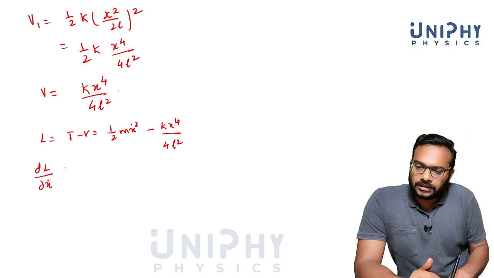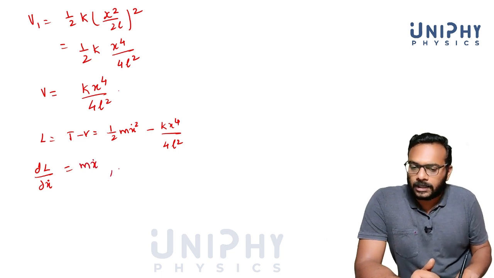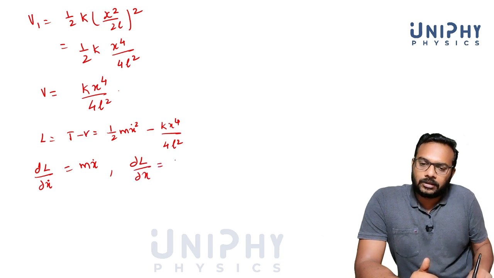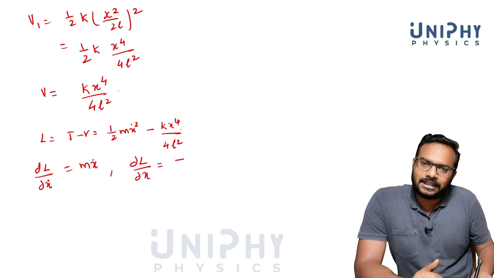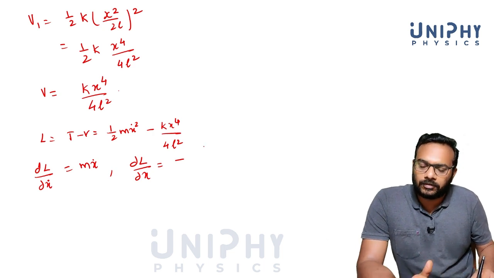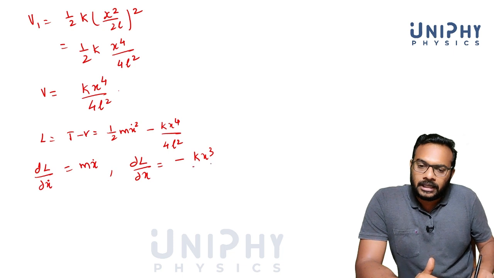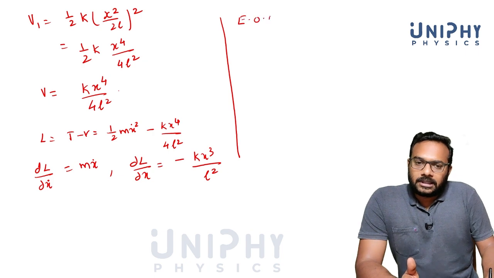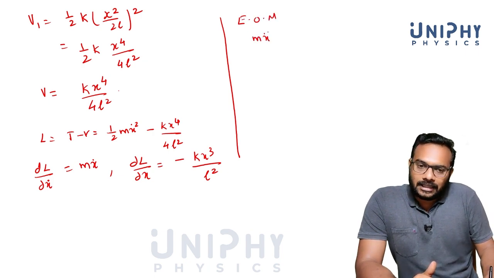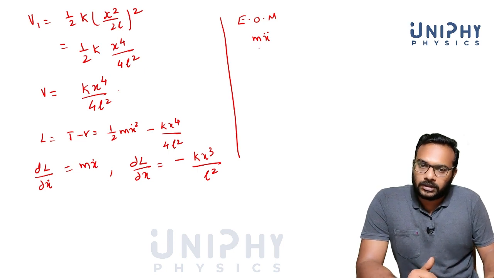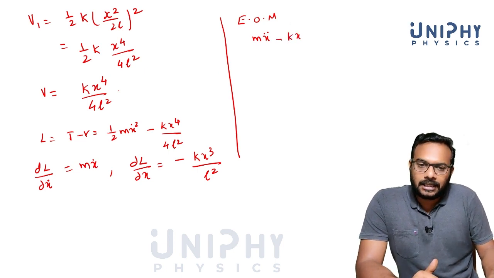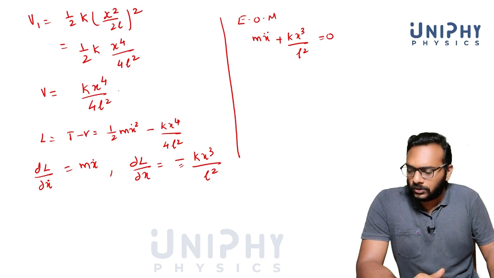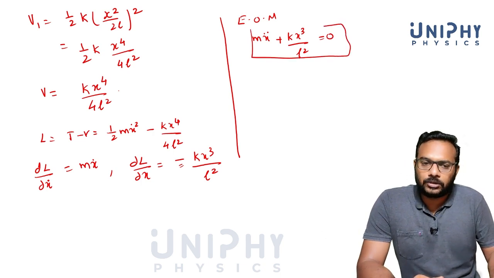Dou L by dou x dot is m x dot. And dou L by dou x is equal to minus, you take the derivative with respect to x, this becomes 4x cube and the 4 gets cancelled. So it's minus k x cube divided by L square. Now the equation of motion simply becomes d by dt of dou L by dou x dot minus dou L by dou x. So that's m x double dot, minus minus k, so that becomes a plus because there's a minus here, plus k x cube divided by L square is equal to 0. That's the equation of motion corresponding to small oscillations.